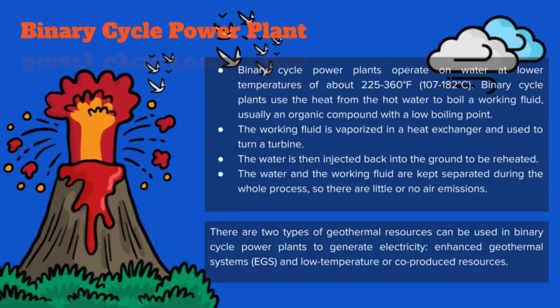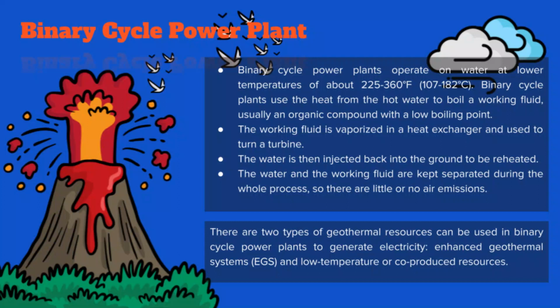Binary cycle power plants operate on water at lower temperatures of about 225 to 360 Fahrenheit or 107 to 182 Celsius. Binary cycle plants use the heat from the hot water to boil a working fluid, usually an organic compound with a low boiling point. The working fluid is vaporized in a heat exchanger and used to turn a turbine. The water is then injected back into the ground to be reheated.